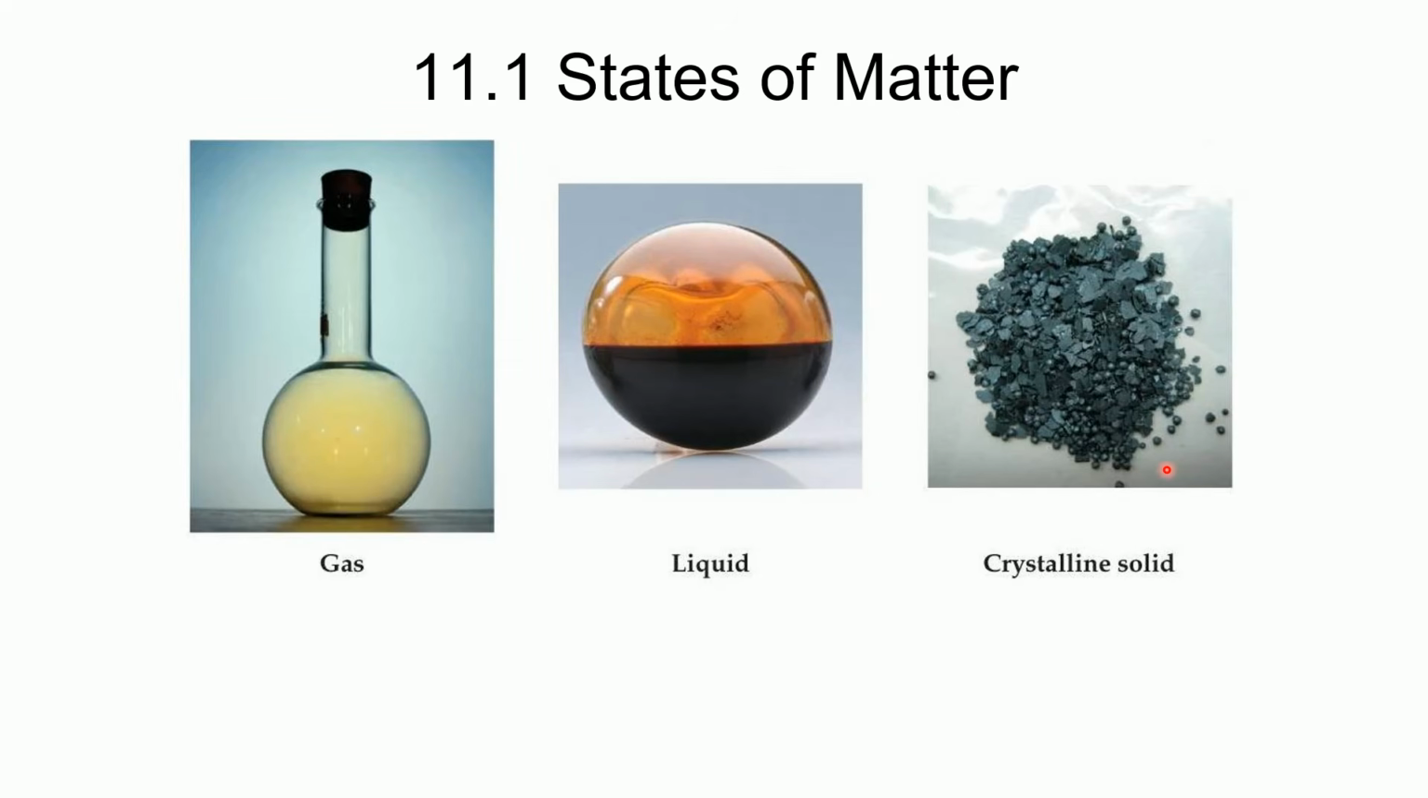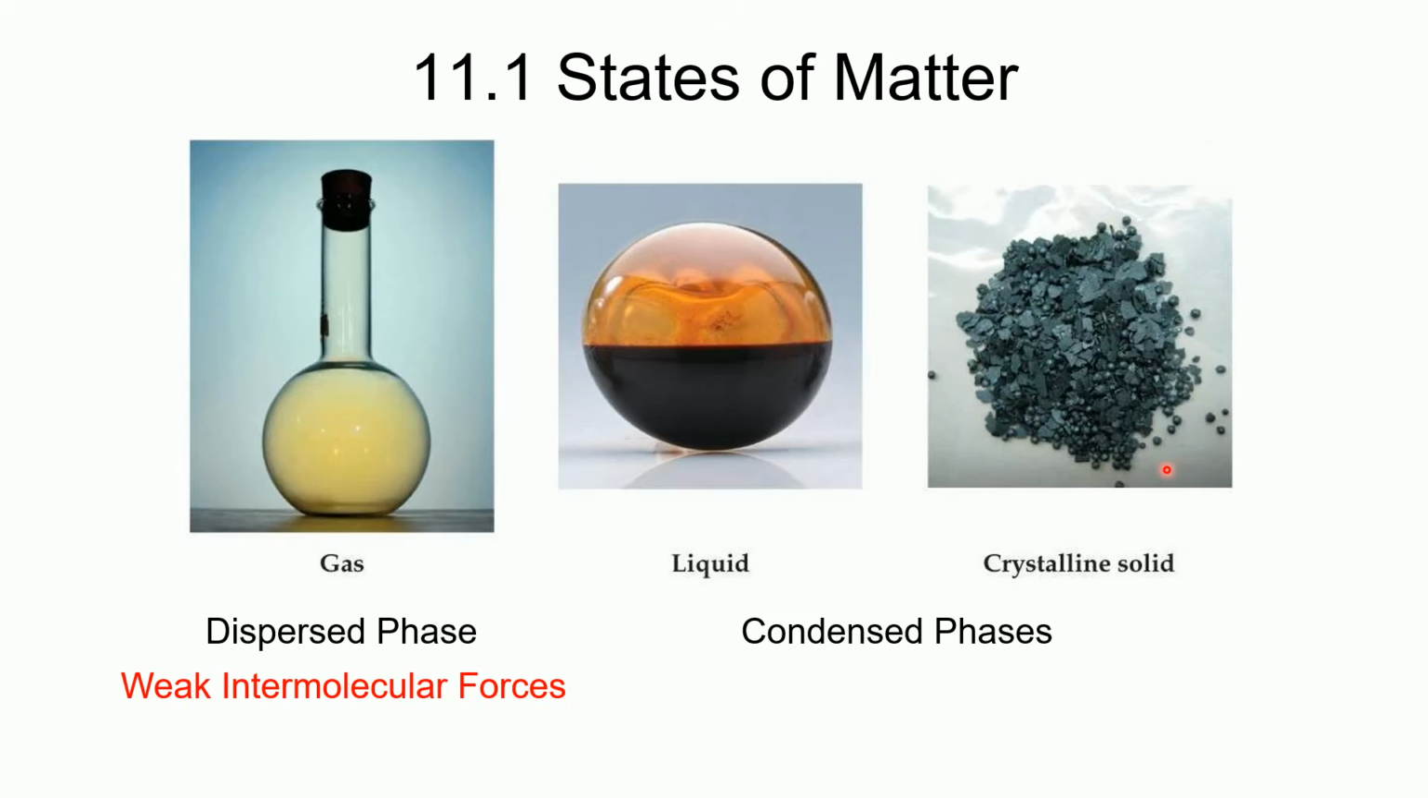So here we're going to start by looking at gases, liquids, solids. We'll find that gases are what we refer to as a dispersed phase. And by being a dispersed phase, what that means is that the molecules are really far apart. And liquids and solids we refer to as condensed phases. Well, we'll find that a gas, a dispersed phase, is going to have very weak intermolecular forces, whereas liquids and solids are going to have very strong intermolecular forces.